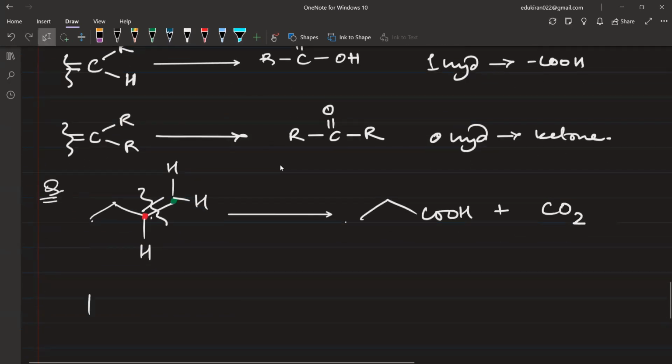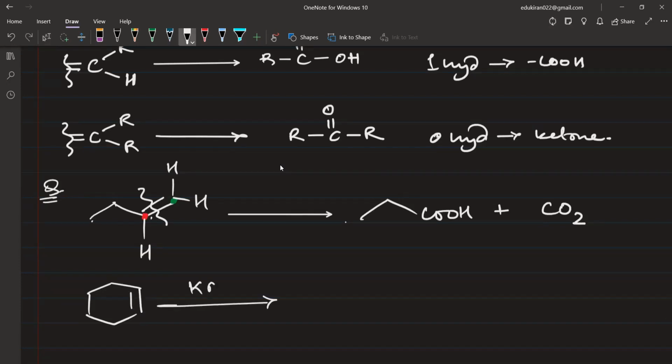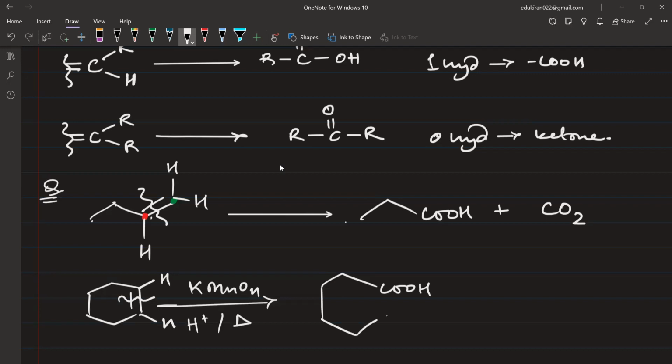Okay, so एक क्वेश्चन पूछा गया था, I don't know in which year. You had this alkene in the presence of KMnO4, H plus and heat. So this is going to break. Both of these have one hydrogen and here also one hydrogen. So this is going to get converted to carboxylic acid, and this is also going to get converted to carboxylic acid.